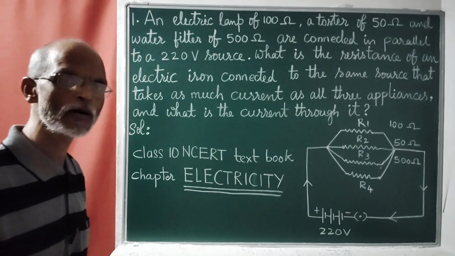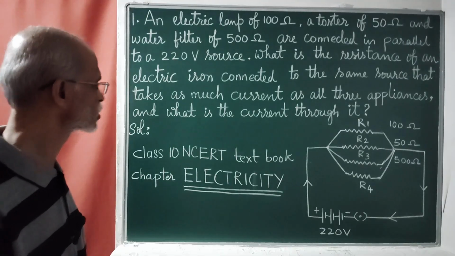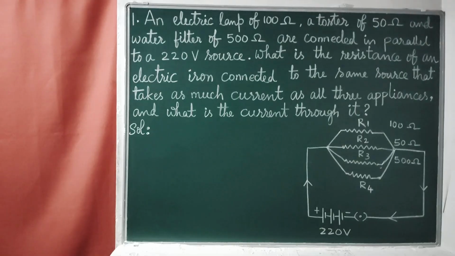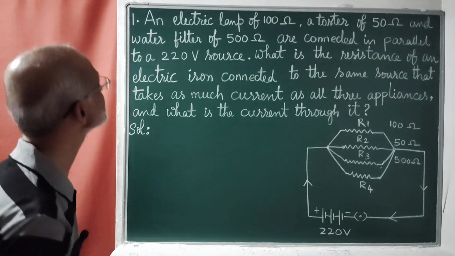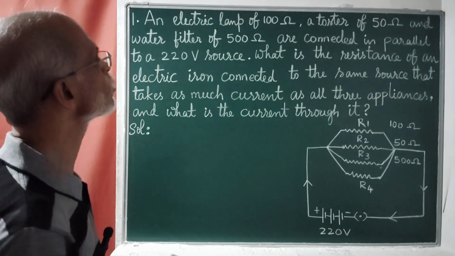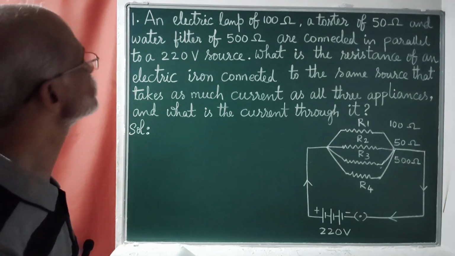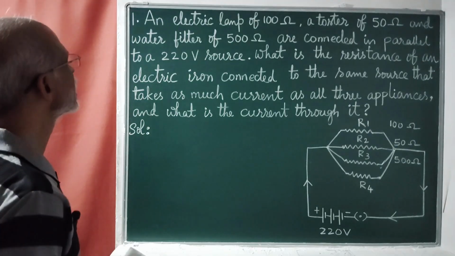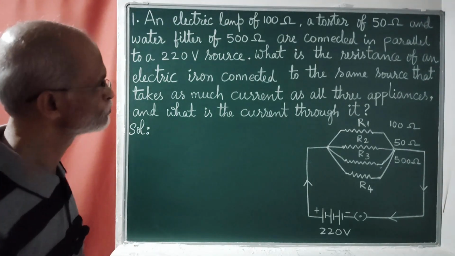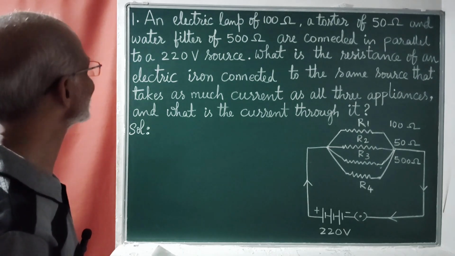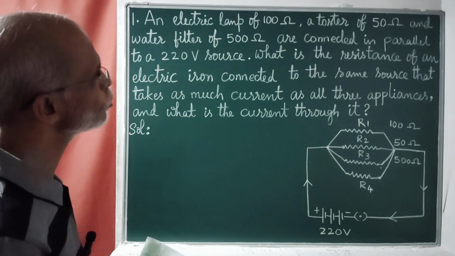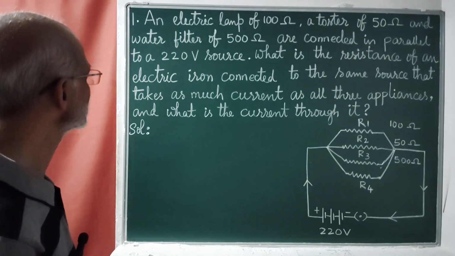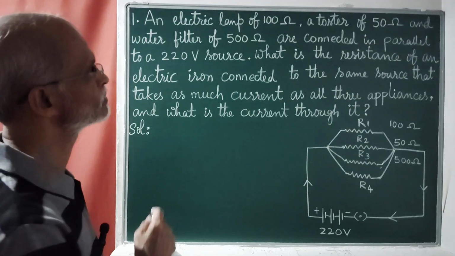In this class, we'll solve sums from class 10 NCERT textbook. The sum says an electric lamp of 100 ohms, a toaster of 50 ohms, a water filter of 500 ohms are connected in parallel to a 220 volt source. What is the resistance of an electric iron connected to the same source that takes up as much current as all these appliances, and what is the current through it?